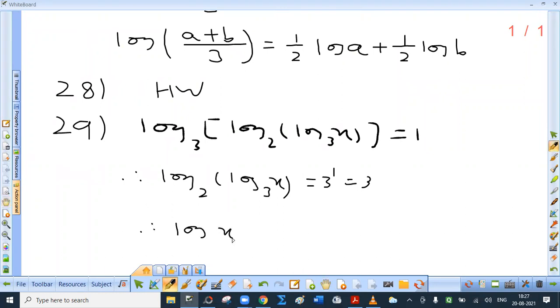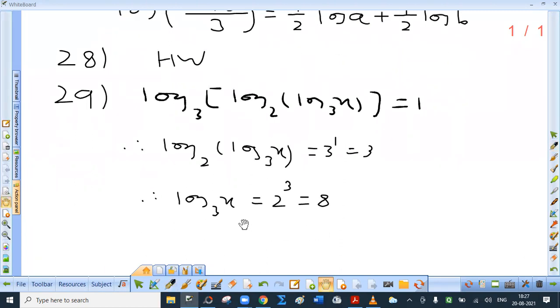So, log x to the base 3 is what? It is nothing but 2 cube. That is why you should know the basics of logarithm. 2 cube is 8. Again, logarithm is the power to which the base should be raised. So what is x? It is 3 raised to 8. It has to be 6561. Yes. 3 raised to 4 is 81. 81 square is 6561.